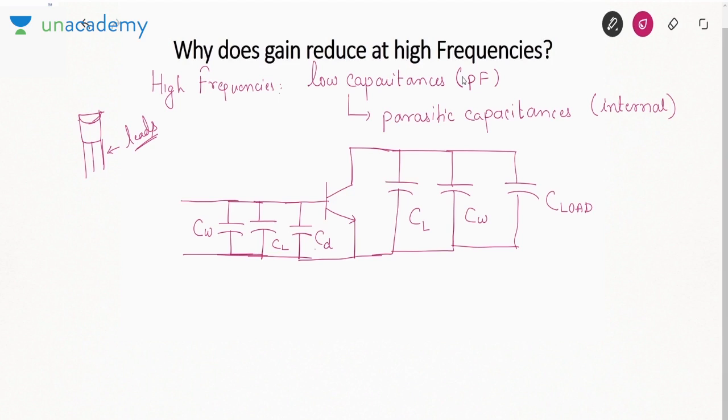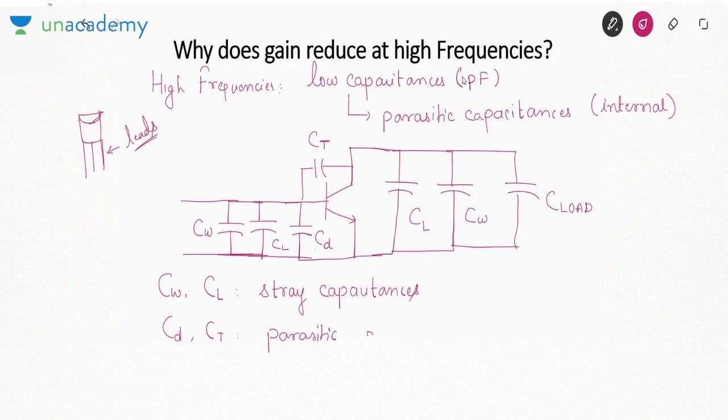Now we know base collector junction is reverse bias. That is why between base and collector we will show another capacitance, transition capacitance. Okay. Now this wire and lead capacitance are called stray capacitances. That is, their location is unknown but they are present. And this CD and CT, these are parasitic capacitances. These are present internally to the BJT. Due to these capacitances, the gain reduces at high frequencies.